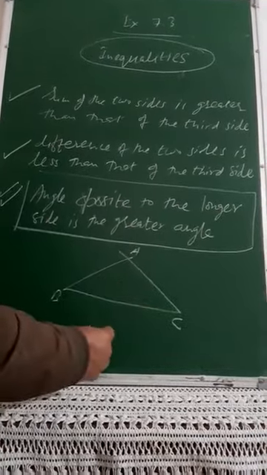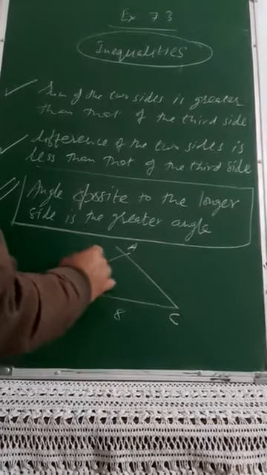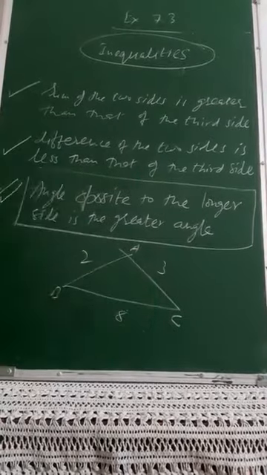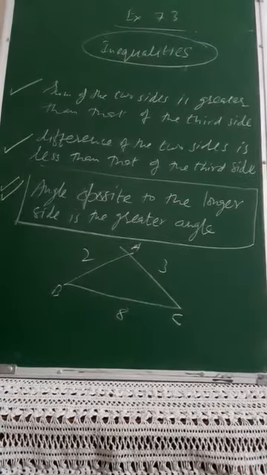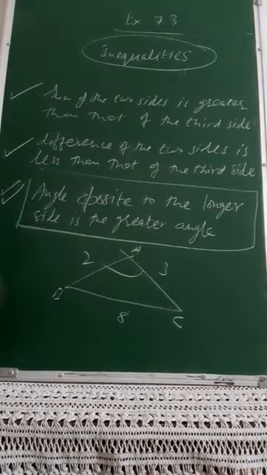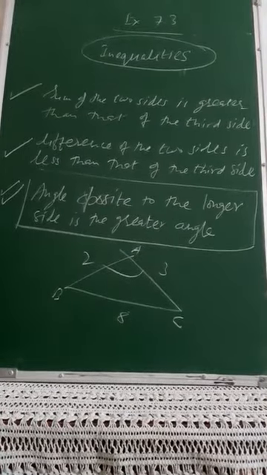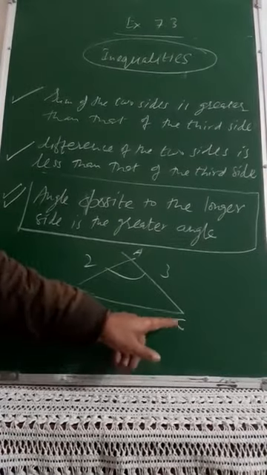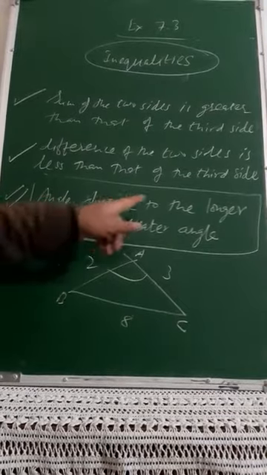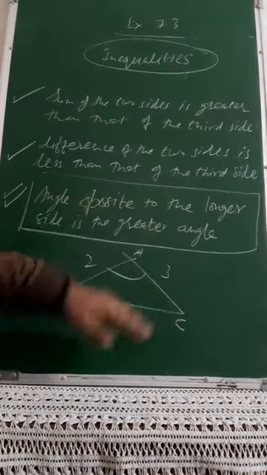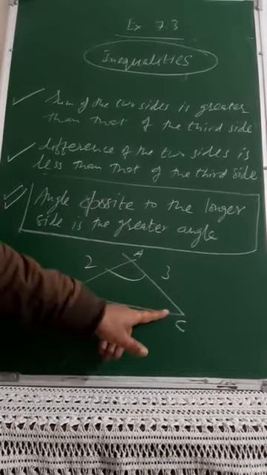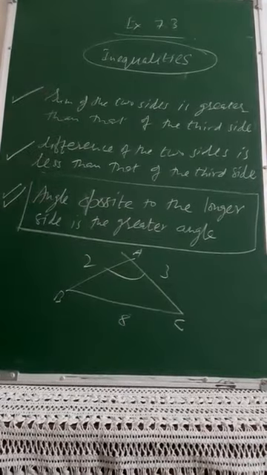Suppose here it is 8, here it is 2, and here it is 3. And the question is, which is the greatest angle? So immediately our answer should come, angle A is the greatest angle. Why? Because length wise, the greatest length is here BC. So that is the purpose. Angle opposite to the longer side is always a greater angle. So the smallest angle here you will find is C, and the middle angle will be angle B.